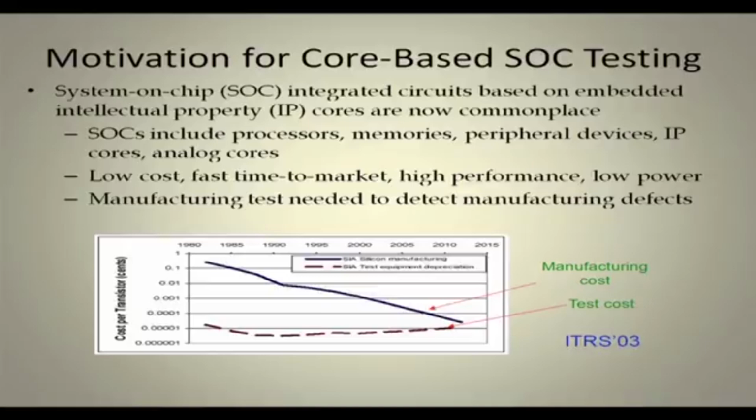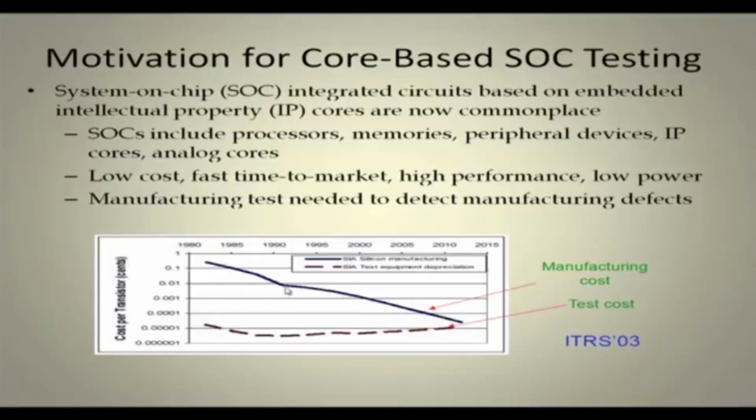Manufacturing test is needed to detect manufacturing defects. This is very important, because previously, in a board level design, individual chip testing was not that important, but here all the cores are to be tested. In fact, this particular roadmap shows how the manufacturing cost has changed over the years. The cost per transistor, in terms of cents, has reduced drastically. Why? Because a large number of transistors are being fabricated on the same die, so cost per transistor has come down significantly.